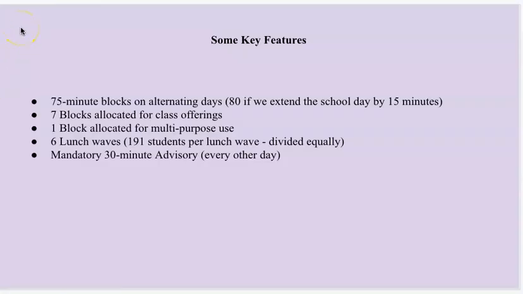Some key features to the AB block: 75-minute blocks on alternating days. They can be longer, but you would have to extend the school day in order to do that. There are 7 blocks allocated for class offerings and 1 block allocated for multi-purpose use. There are 6 lunch waves. We need 6 lunch waves. That's probably the most limiting factor to building a master schedule at Bangor High School because of the size of our cafeteria. If the lunch waves get any bigger than 190, if they get over 200, it's a little bit chaotic in there. And there is a mandatory 30-minute advisory every other day.